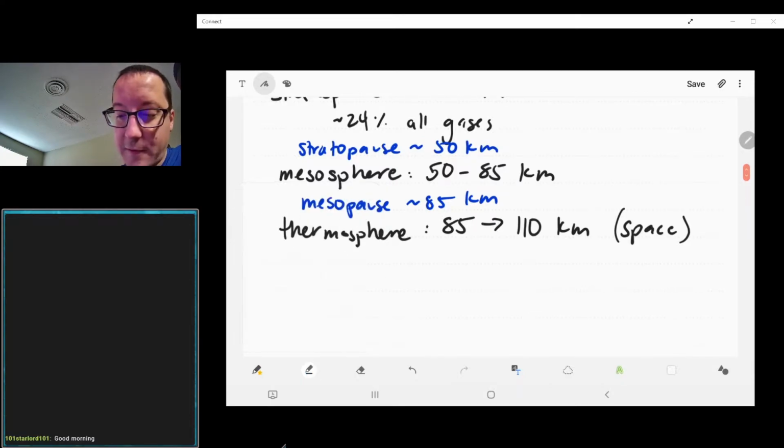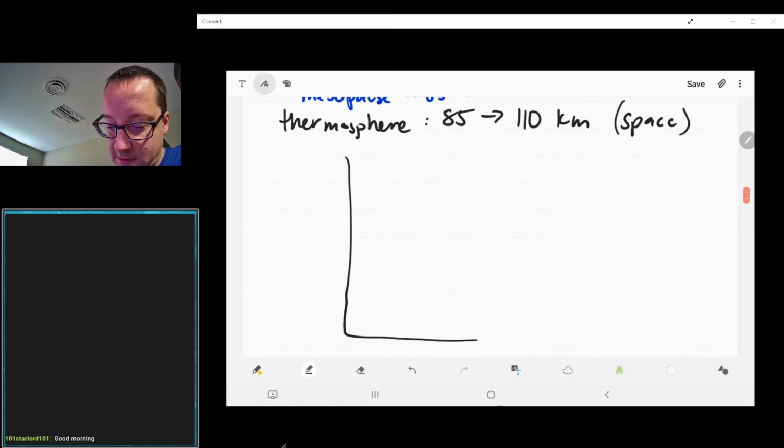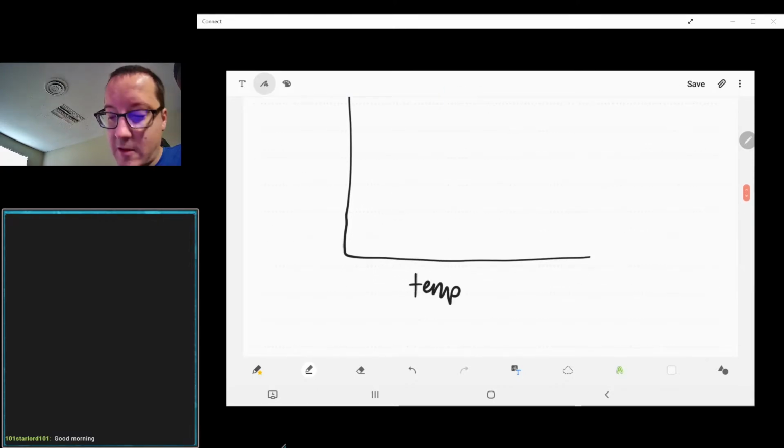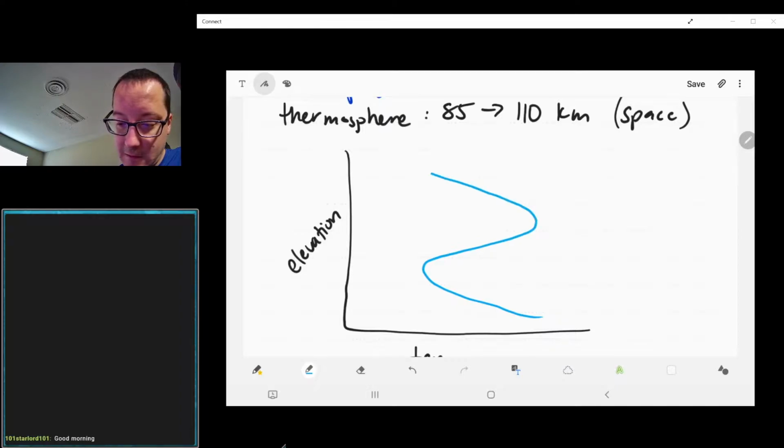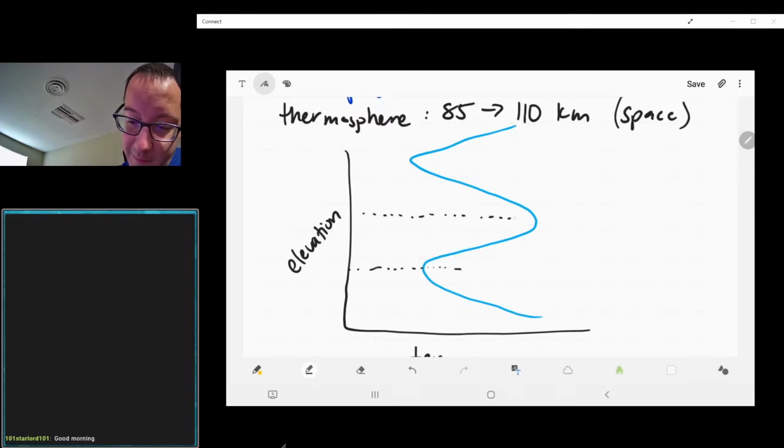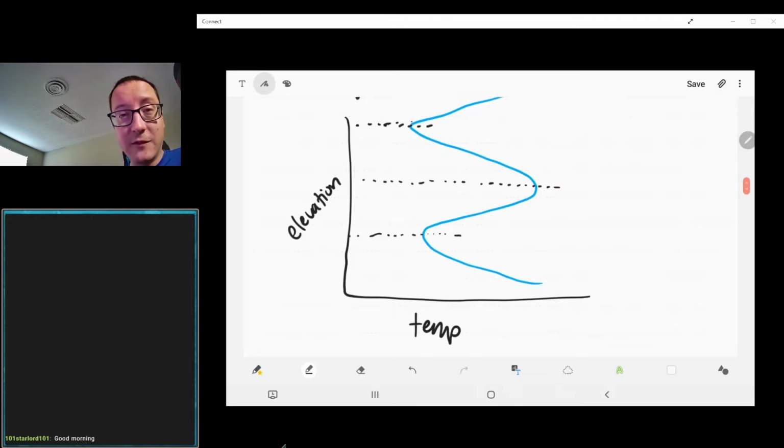Another interesting facet about these is that if we look at the temperature versus elevation, we're going to see that we have this sort of pattern here. And it is curious, and we're going to see that these inflection points are where we have those pauses. So here, at our lowest elevation barrier, that's the tropopause. This is going to be the stratopause over here.